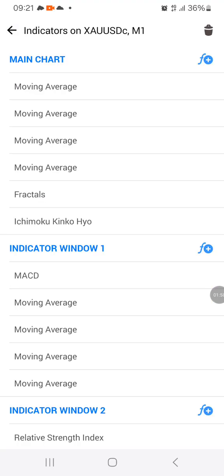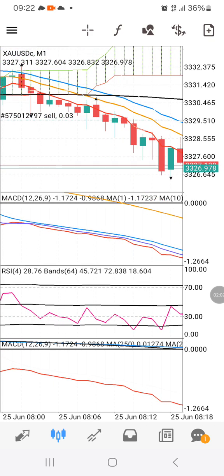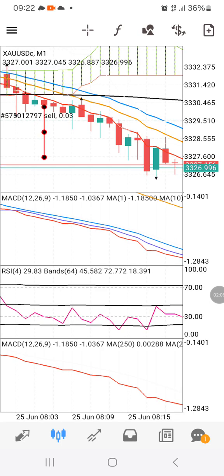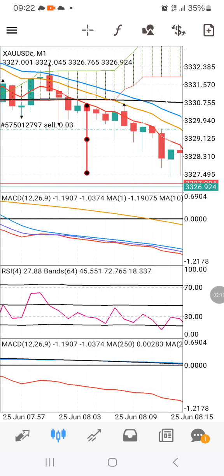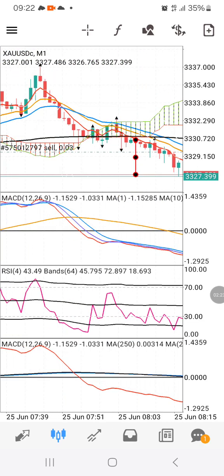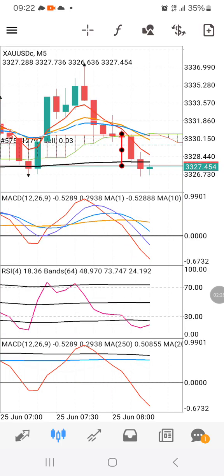Now, how do we apply this strategy on the main window? When price drops below all indicators, that's your signal to sell. Price on the 1 minute time frame dropping below all the indicators, I'm talking about the moving averages and the Ichimoku, that's your signal to sell on the 1 minute time frame. You have to check this with the 5 minutes time frame.